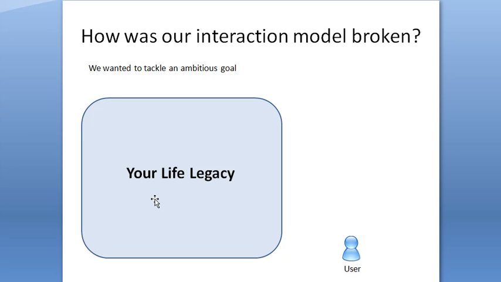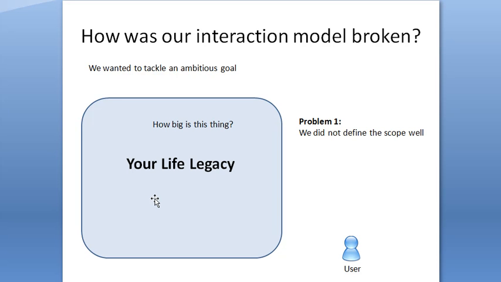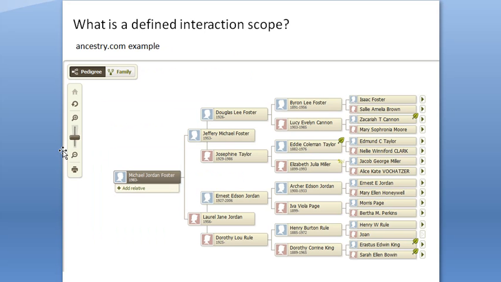So how is our interaction model broken? Well, first off, we're trying to accomplish a really ambitious goal. We want people to build out their life legacy. But what exactly is a life legacy? And I think our first problem here is we didn't define the scope very well. How big is your life legacy? What exactly does that contain? Where does it end? Where does it begin?